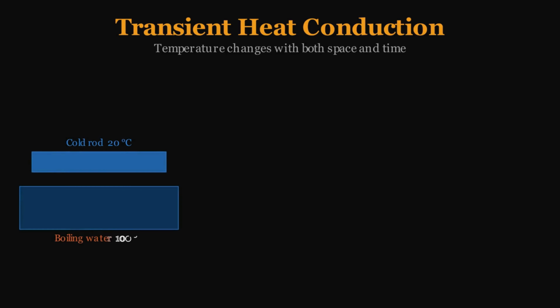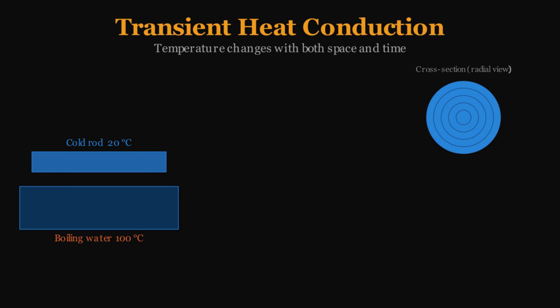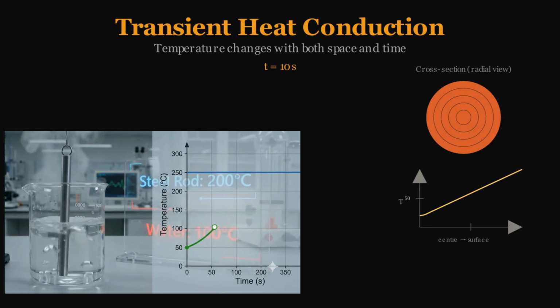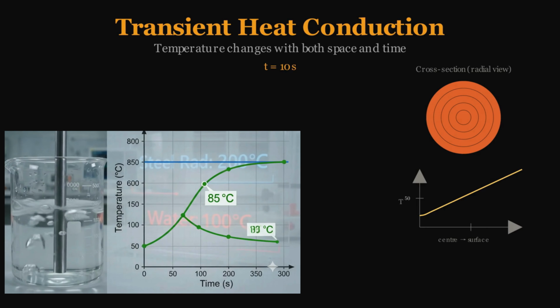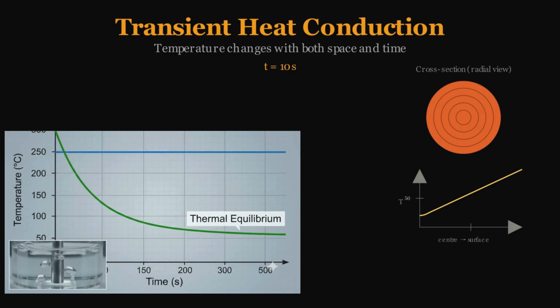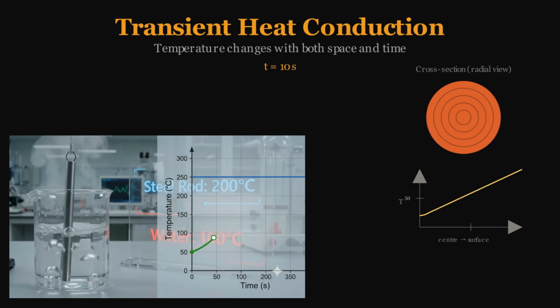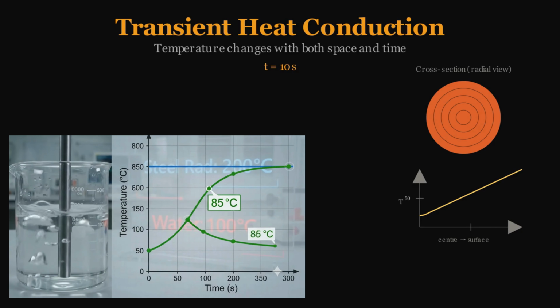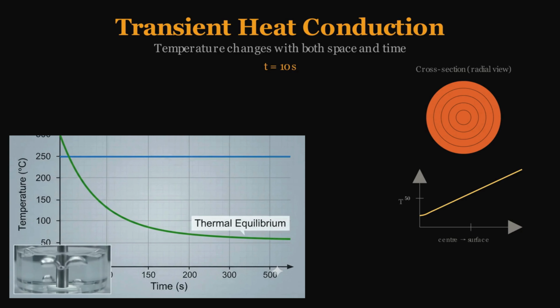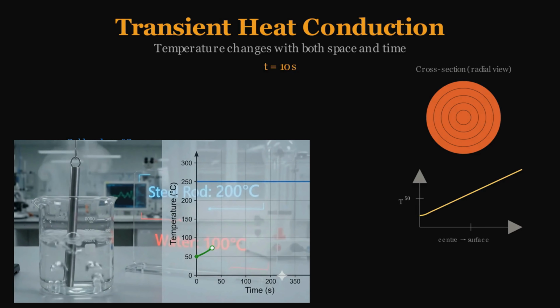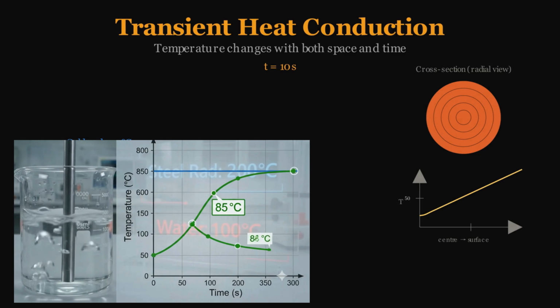Now consider what happens when conditions are not fixed. Suppose outside temperature swings from 40 degrees in the morning to 50 degrees by midday. Or take this vivid example, a cold metal rod suddenly plunged into boiling water. At the very first instant the rod is cold throughout. 1 second later the outer skin has warmed dramatically, but the core is still essentially cold. 5 seconds later heat has penetrated deeper. The temperature at every single point inside the rod is continuously evolving with time. This is transient heat conduction.